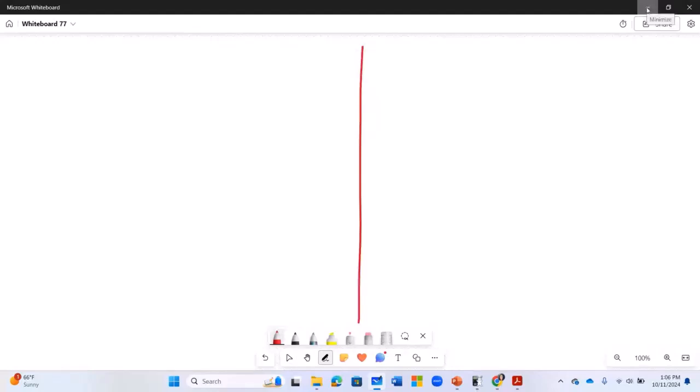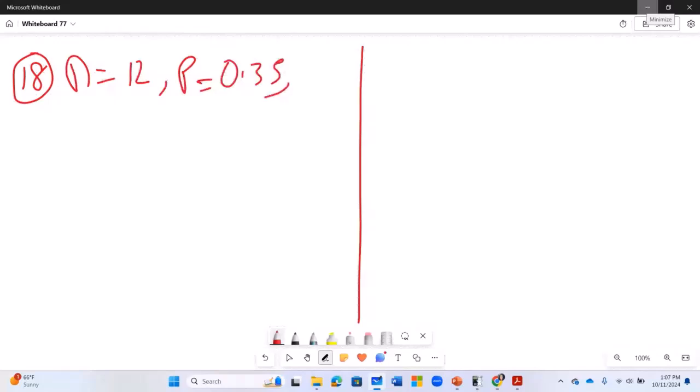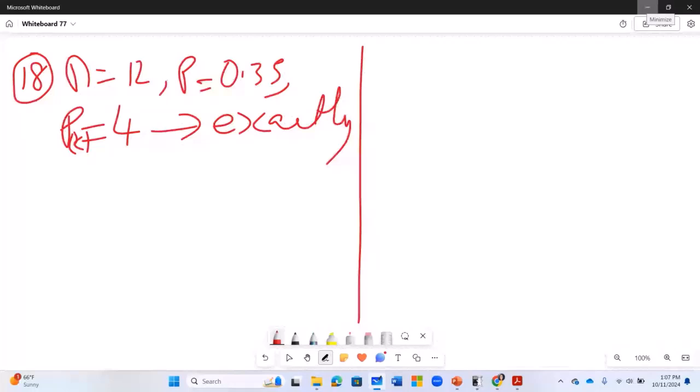Okay, so we did an at least probability. What if I am given this one? What if I'm repeating number 18? What if we are given in 18 that n sample size is equal to 12, success is equal to 0.35, and then we are told to find the probability P(X = 4). Calculate the probability that X equals 4. So this one is called exactly probability. So in this exactly probability, all you have to do is n combination r, success to power r, failure to power n minus r.